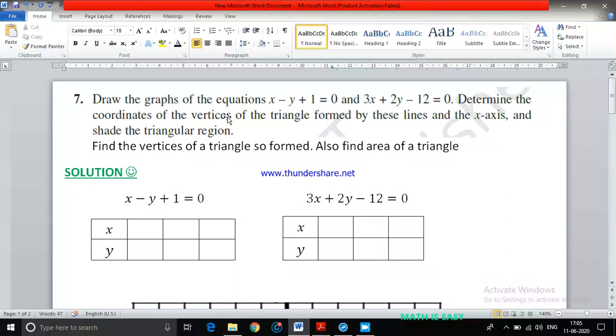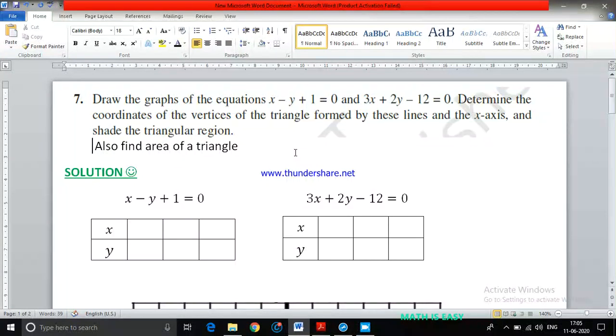Determine the vertices of a triangle formed by. So what I can do is remove this part of the question. Also find the area of the triangle. Just this part I am adding as an extra so that if they ask in the exam, there is nothing to panic.